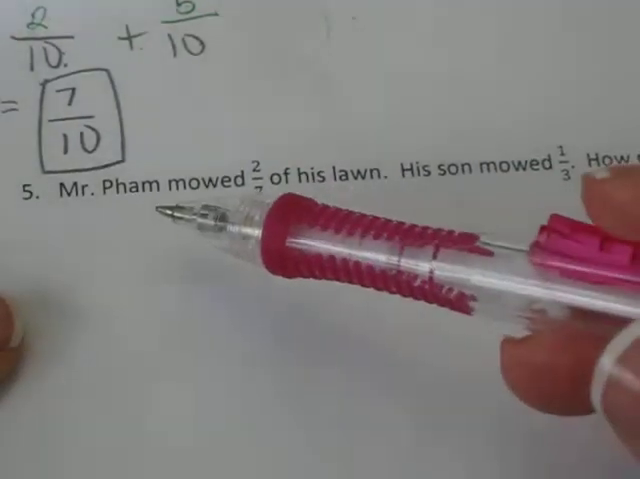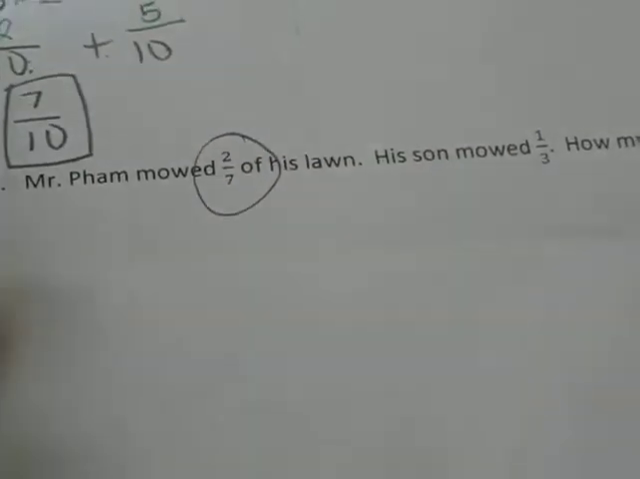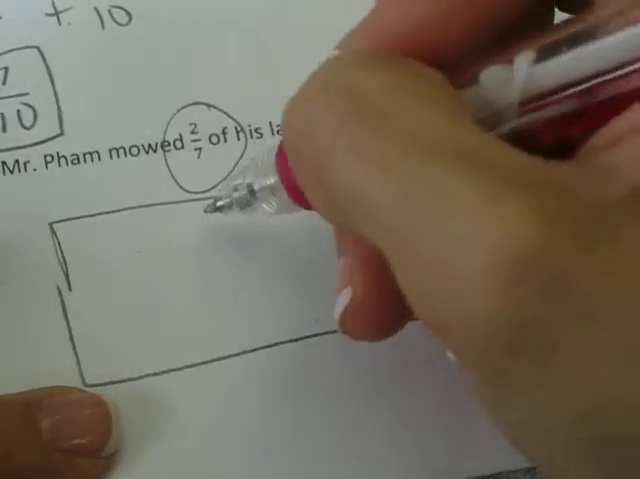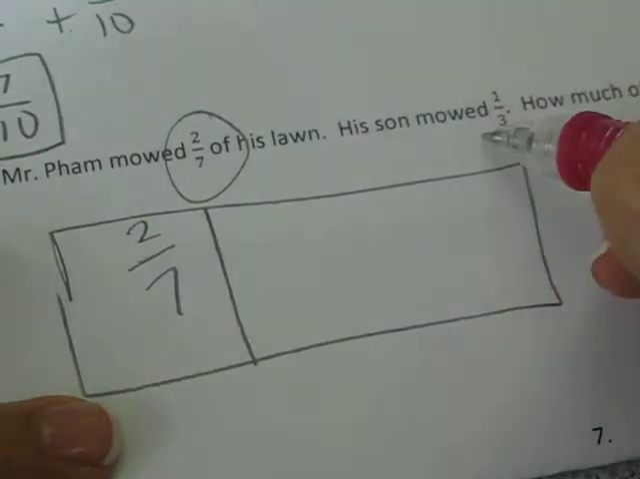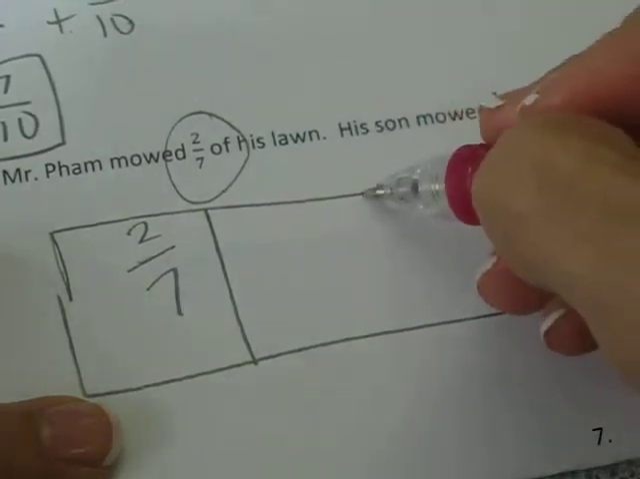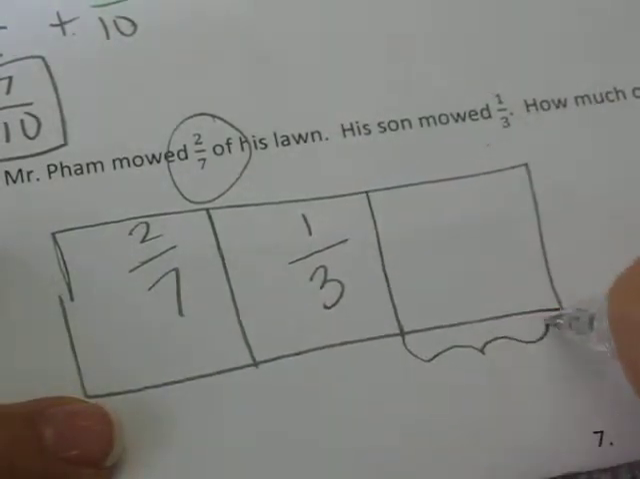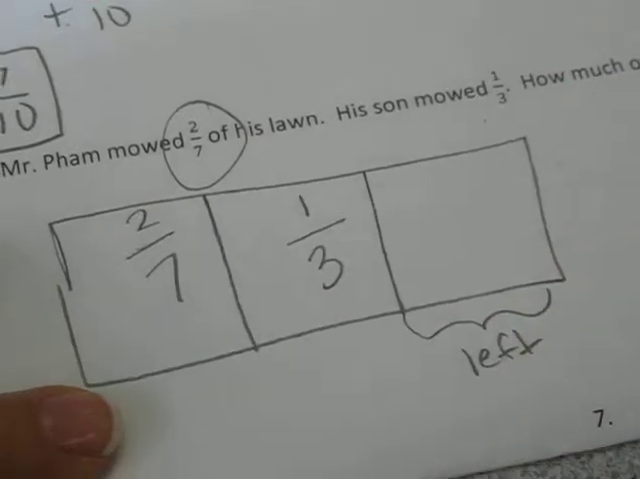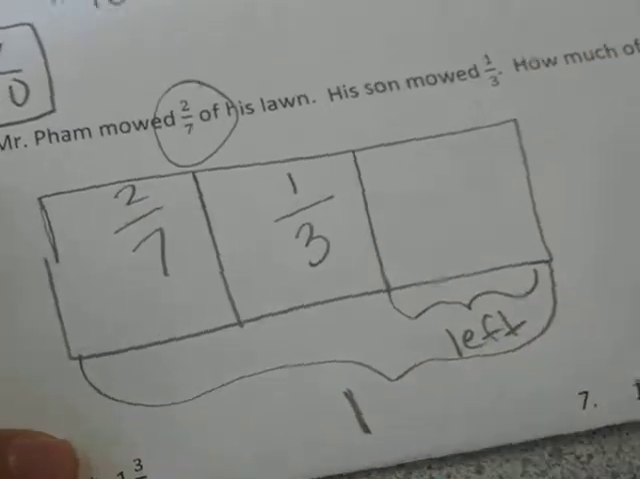It says, Mr. Pham mowed 2/7 of his lawn. So let me get, here's his whole lawn. And he mowed 2/7. His son mowed 1/3. How much of the lawn still needs to be mowed? This is how much is left. This is what needs to be mowed. This is how many lawns? This is one whole lawn.